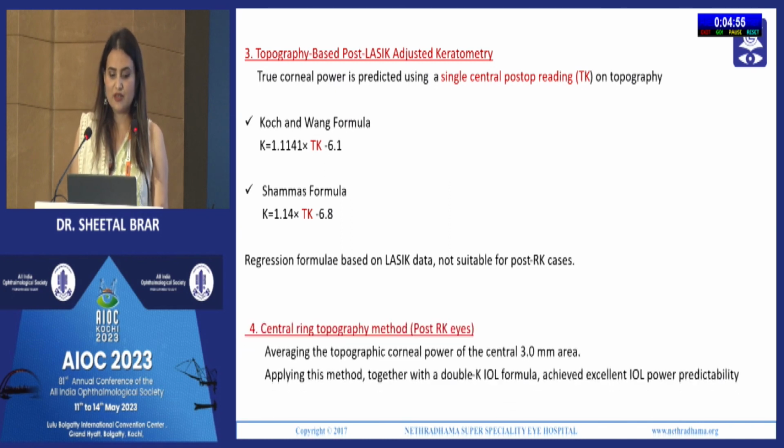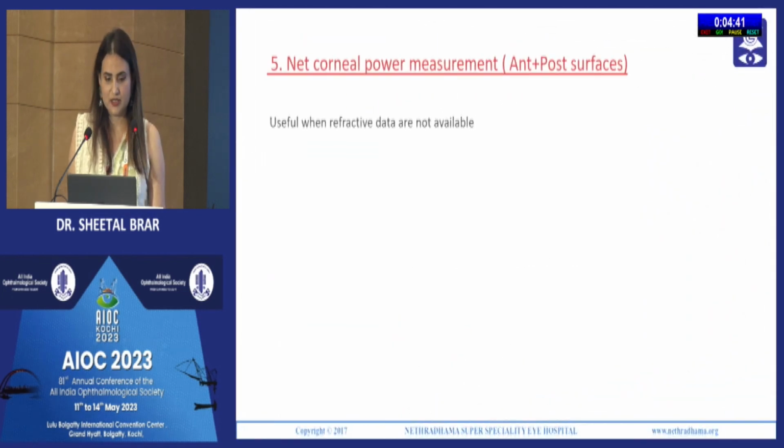Then we have the central ring topography method. This is the method which is suitable for post-RK eyes. It averages the topographic corneal power of the central 3 millimeter area. And when you apply this with the double K formula, it gives excellent predictability.